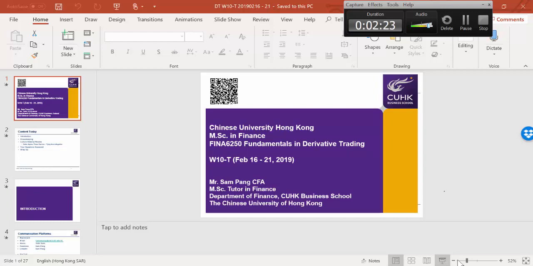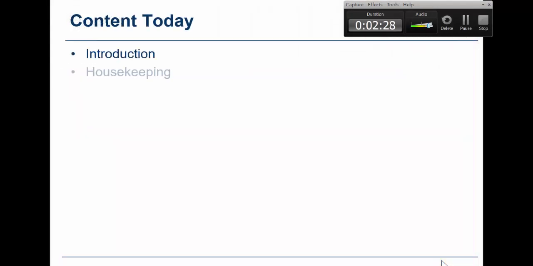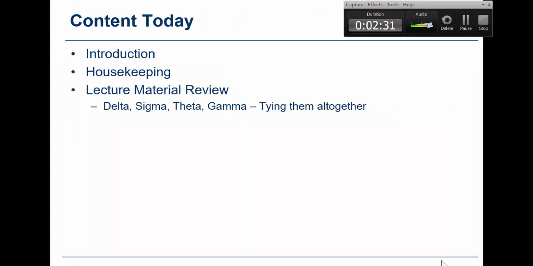So today, what I want to do is to go through the connection between delta and sigma. Sigma is implied volatility, and theta and gamma. I want to tie them all together and present to you how they are related and how you would try to manage an option portfolio in practice. So this is actually implied volatility.